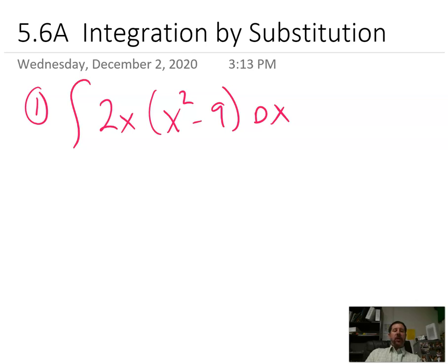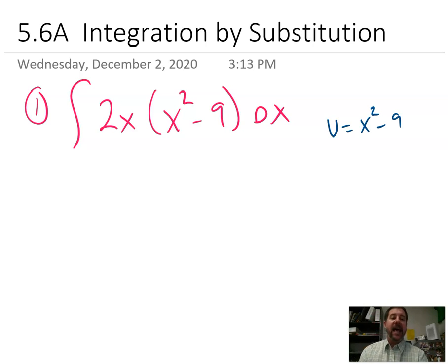Okay, and generally what you want your u to be is the inside part of the chain rule. All right, so like in this part here, we talked about how this x squared minus 9 would be the inside part we take the derivative of. So I'm going to come to the side, and that's what I'm going to make my u. I'm going to say u is x squared minus 9.